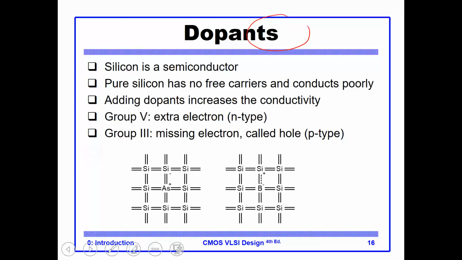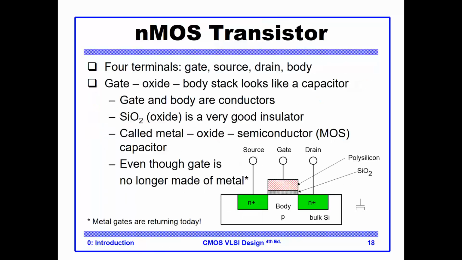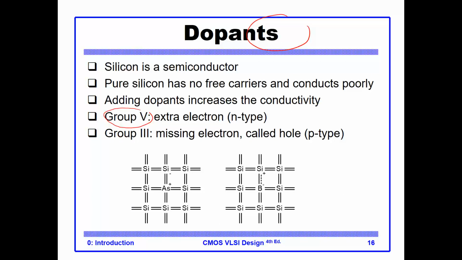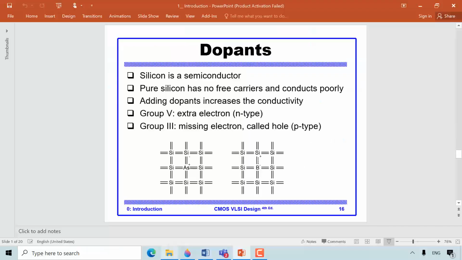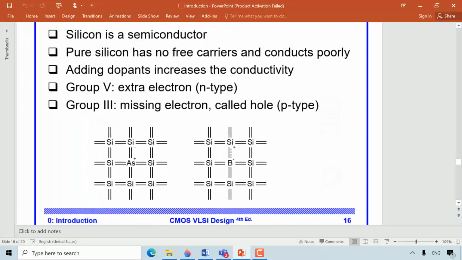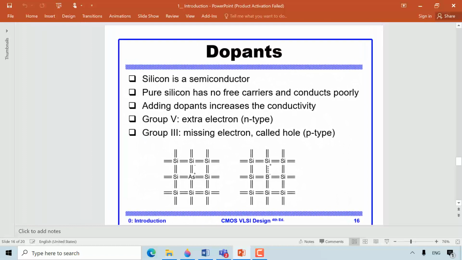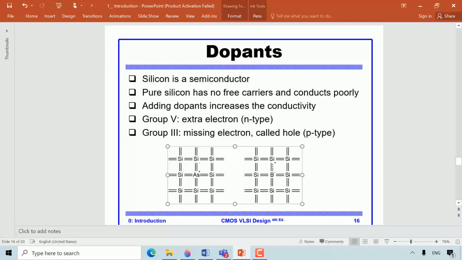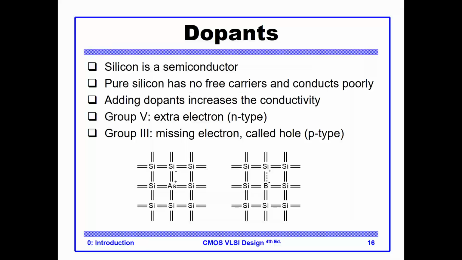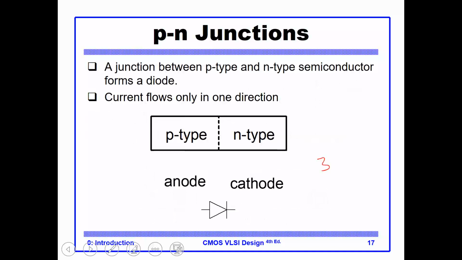So if I add a dopant from group 5, which is in this case right here, or I add a dopant from group 3, sorry, this is group 5, and this is from group 3.